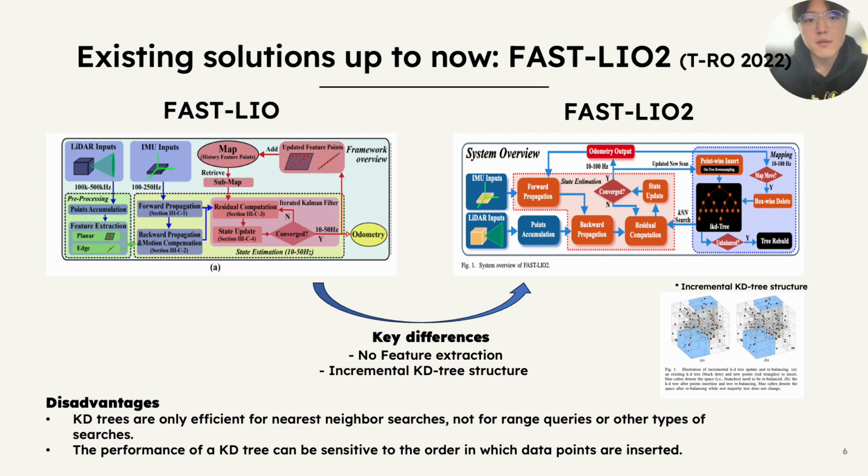Instead of traditional feature extraction and residual computation, FastLeo 2 utilizes an enhanced incremental KD-tree data structure, addressing issues associated with feature extraction sensitivity to the environment. This modification aims to create a more robust model, especially in low-textured environments and with varying LiDAR performance. However, it also has disadvantages. First, KD-trees are efficient only for nearest neighbor searches, not suitable for range queries or other types of searches. Second, the performance of a KD-tree can be sensitive to the order in which data points are inserted.